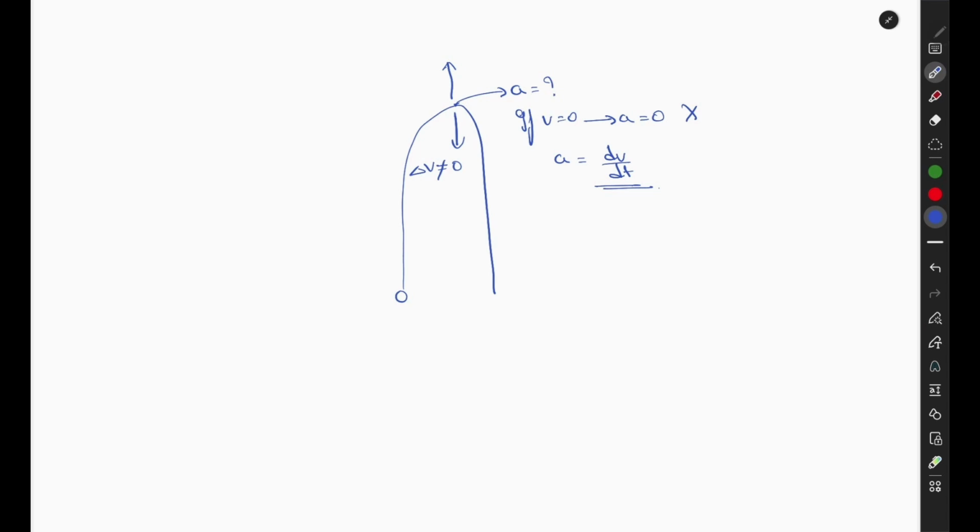Here is the architect's insight. A quantity is at a maximum or a minimum when its rate of change is zero. At the highest point, the height h is at a maximum. This means the rate of change of height dh by dt must be zero. And what is dh by dt? It's the velocity. So v is equal to 0 at the top because h is maximum. But the acceleration a is equal to dv by dt, the rate of change of velocity, which is not 0, it's minus g. That's the difference.